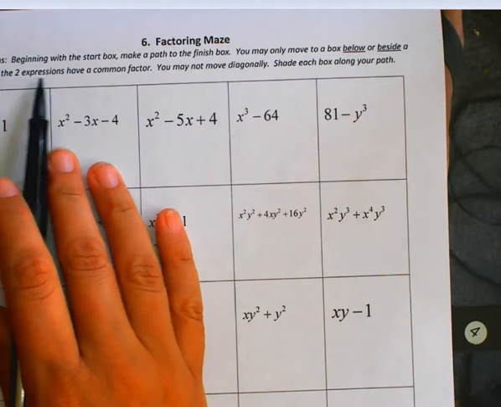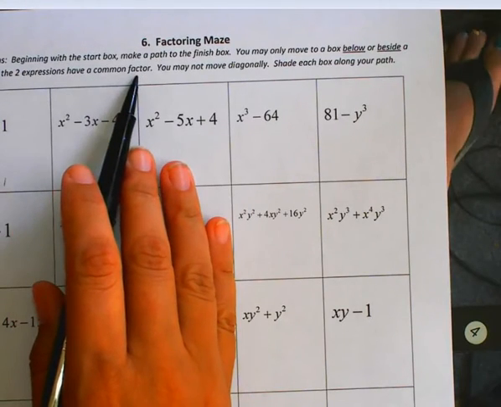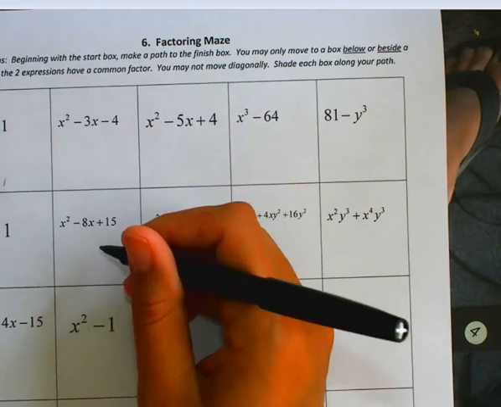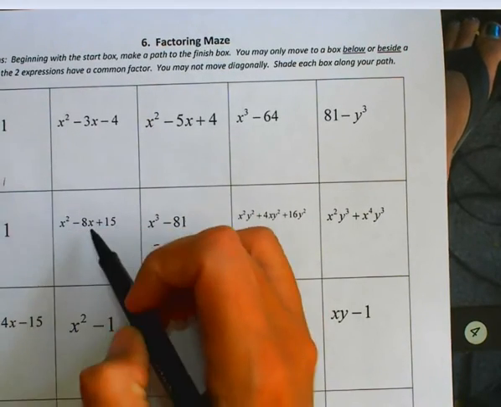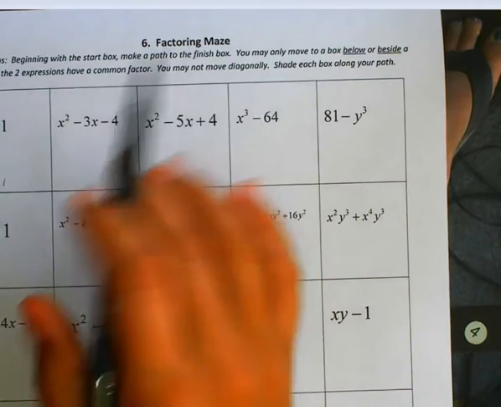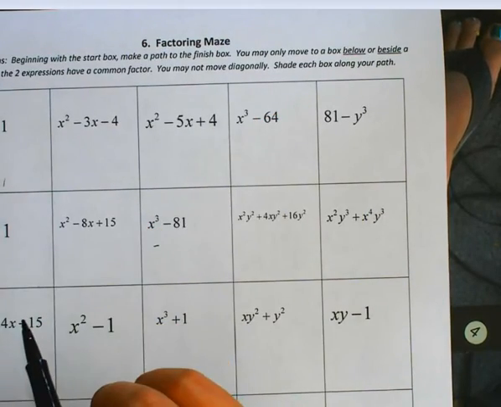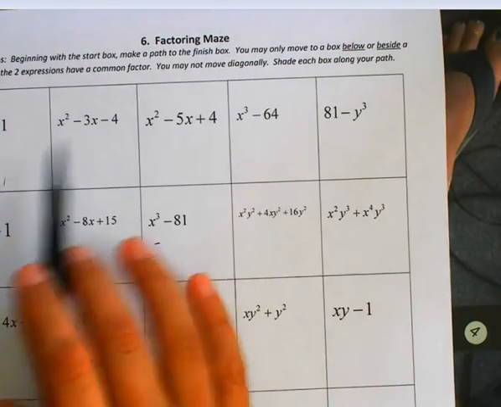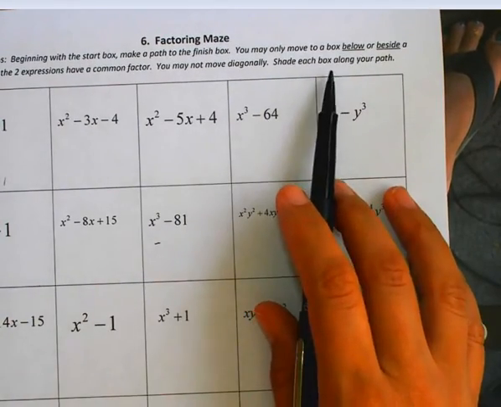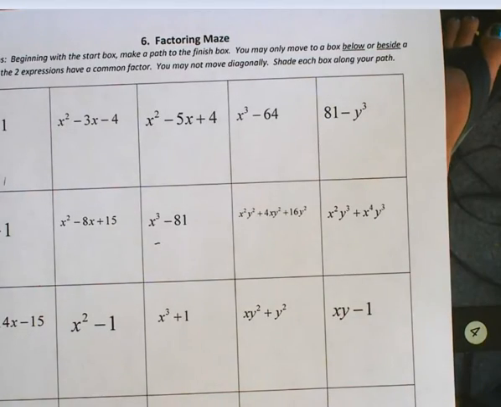If the 2 expressions have a common factor. Okay? I cannot move diagonally. So again, I can only move below and beside. I cannot move diagonally, and I can only move when the 2 expressions have a common factor. And then we're going to shade in the box, just a little bit, because we need to be able to see your work to the path all the way down to the finish.